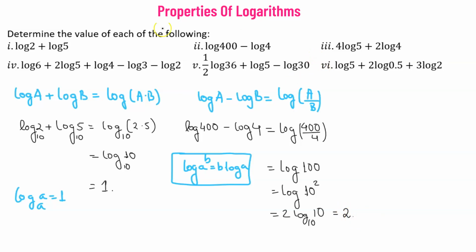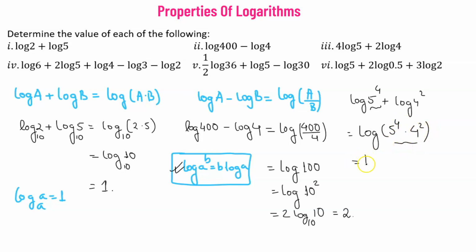Let's work on problem number 3. We have 4 log of 5 plus 2 log of 4. Here we're going to use this property. That means we have log of 5 raised to the power of 4 plus log of 4 raised to the power of 2, which equals log of 5 to the power of 4 times 4 squared. Here we'll use the calculator to obtain the value of 5 to the power of 4 times 4 squared.